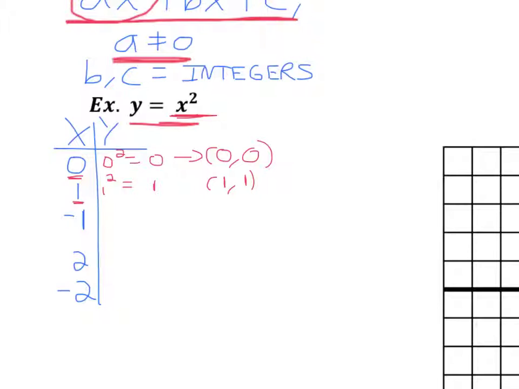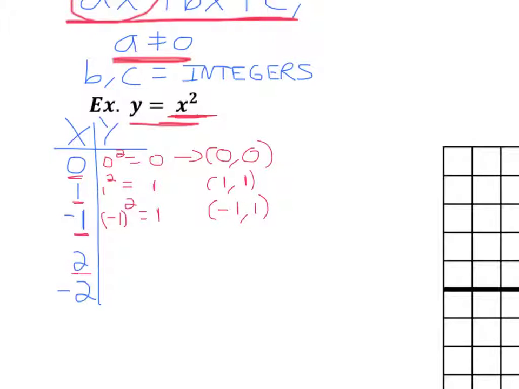Okay, next I'm going to plug in its opposite. I'm going to plug in negative 1. Now when I plug negative 1 into this, I'm squaring the entire quantity. I have to put parentheses around it. So negative 1 squared is negative 1 times negative 1, which is still positive 1. So I'm going to get negative 1, 1.